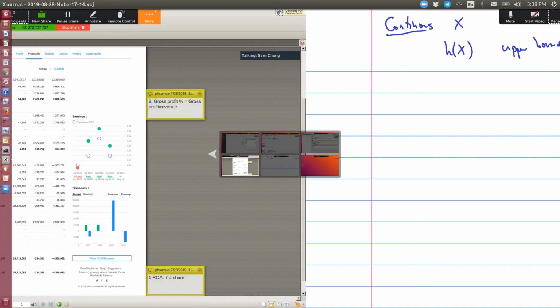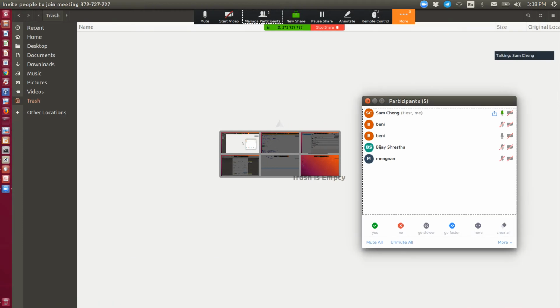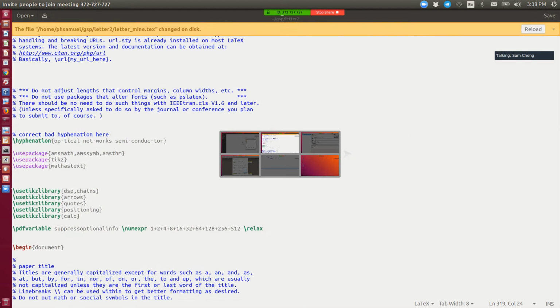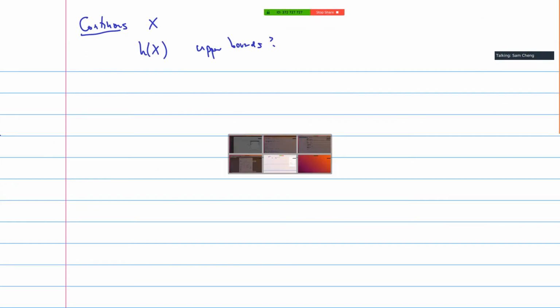What do you guys suggest? Of course I can't hear you. I don't know whether I can hear you or not. I guess only Benny's mic is not muted, so I can hear you. BR also, I see you unmuted the mic. Yeah. So, can we find the upper bound? I mean, what's the upper bound for x? If I just say it's some continuous x, what's the upper bound of H(X)?